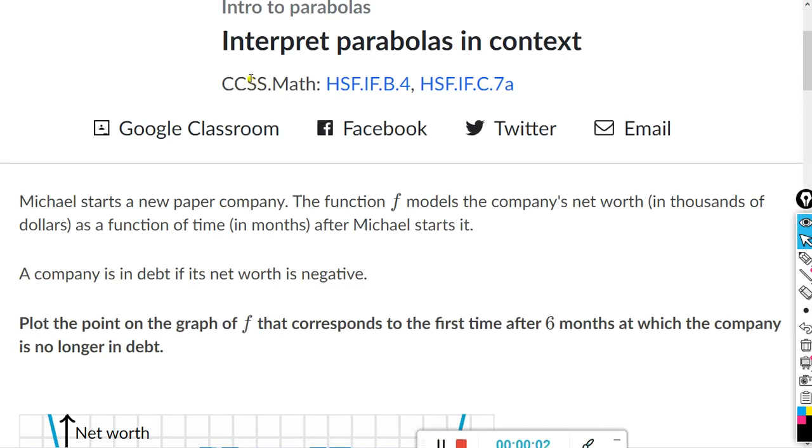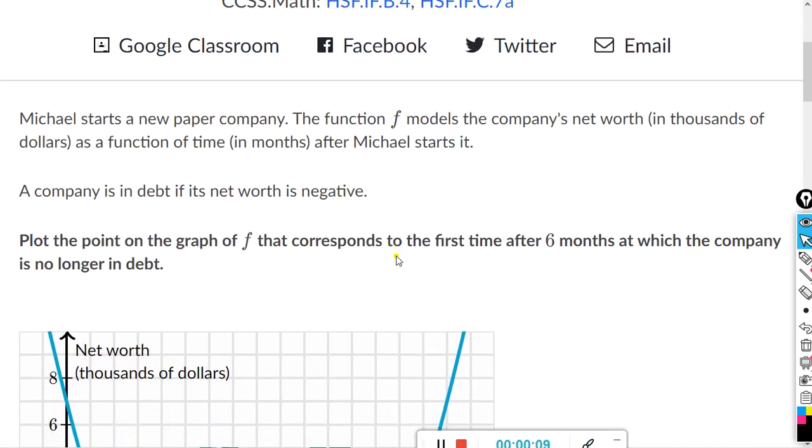This will be for the con assignment, interpret parabolas in context. Okay, some of you may need to read the write-up, some of you might not. It says Michael starts a new paper company. The function f models the company's net worth in thousands as a function of time in months after Michael starts it. A company is in debt if its net worth is negative.